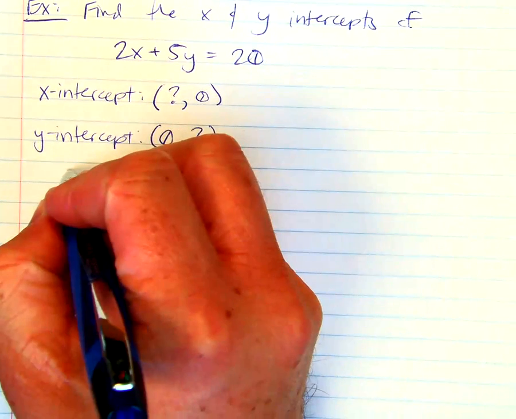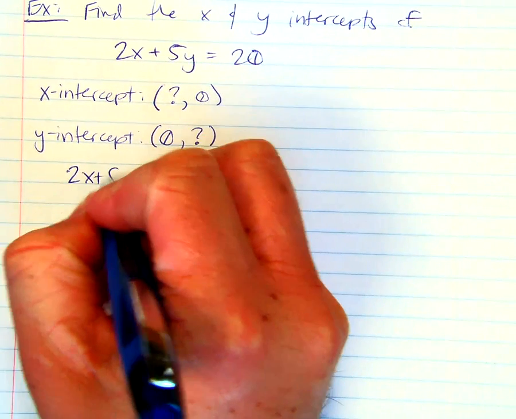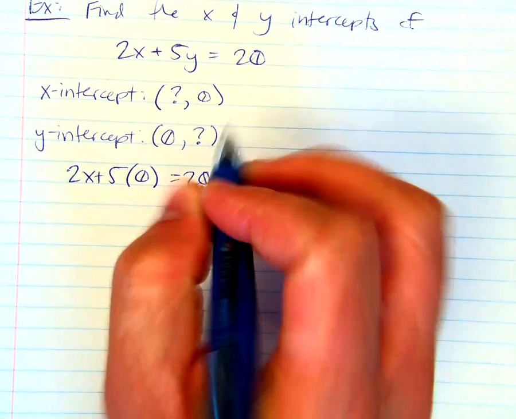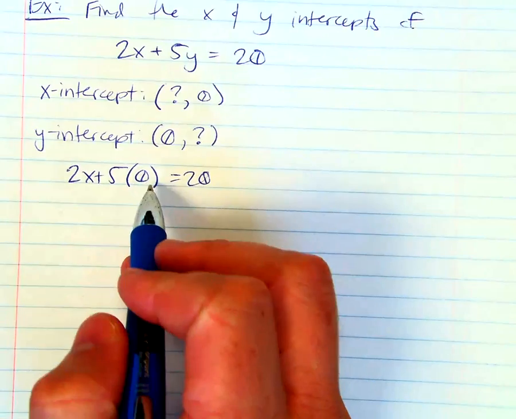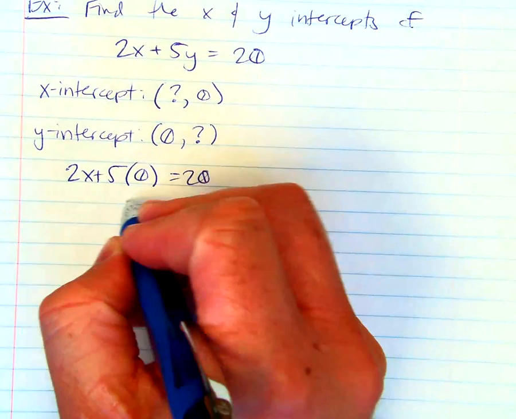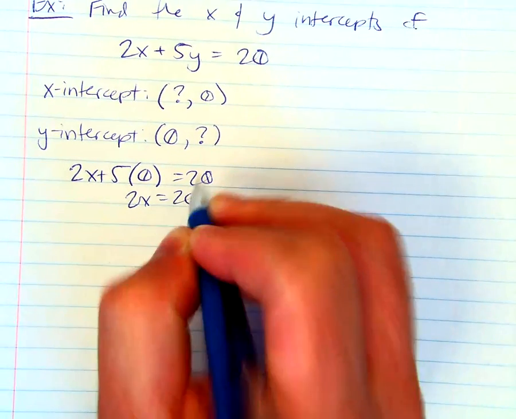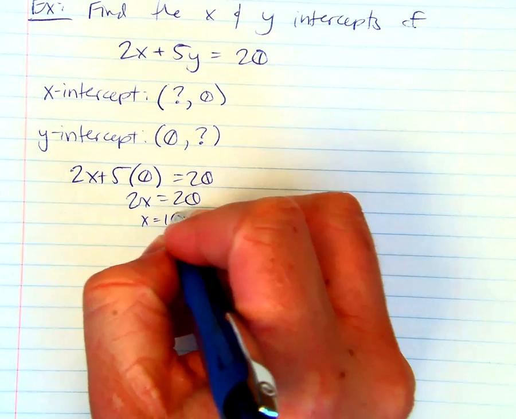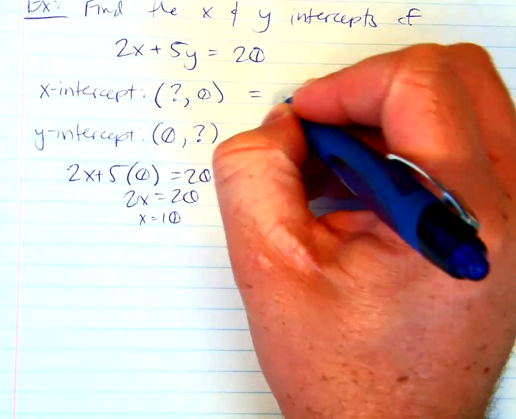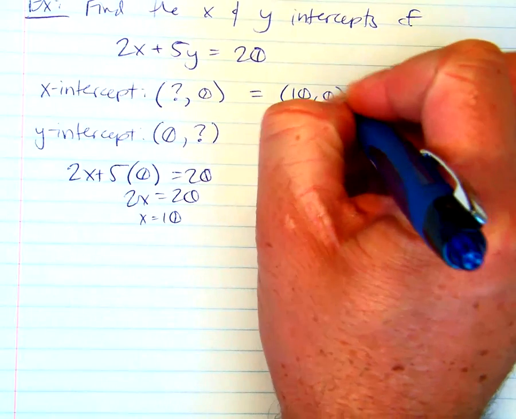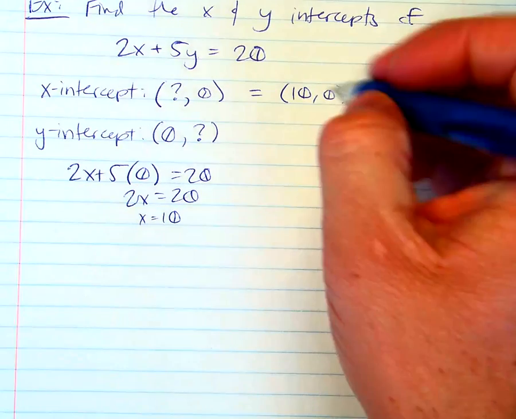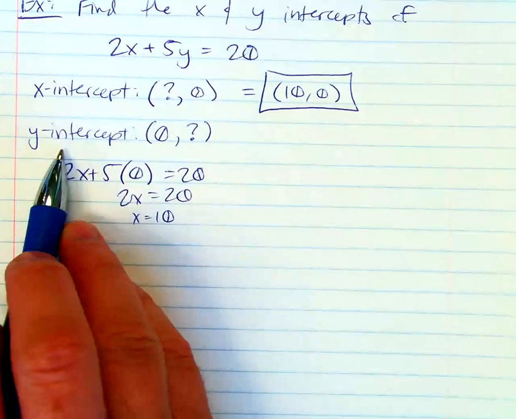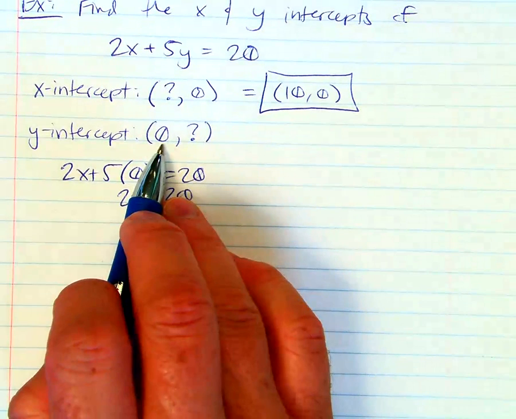We say I'm going to solve for the x-intercept. So 2x plus 5 times 0, because y is 0, equals 20. And we say 5 times 0 is 0, so I don't need this anymore. It's just 2x equals 20. It's a one-step equation. Divide by 2, x is 10. So our x-intercept was 10, 0. And there's our first answer.